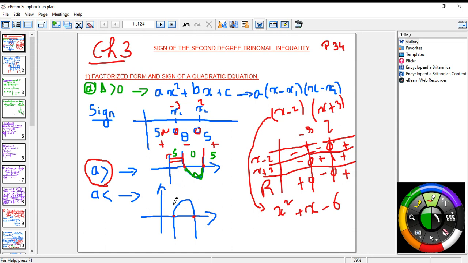Let's see if A is negative. What will happen to the function? It's downward. Here are x1 and x2. Do you see x1 and x2? This is x1 and this is x2. Okay? All the values here are negative. Here the y are positive and here the y are negative. Isn't it same, opposite, same? What is the sign of A? Negative. So it's the opposite sign as A, same sign as A.